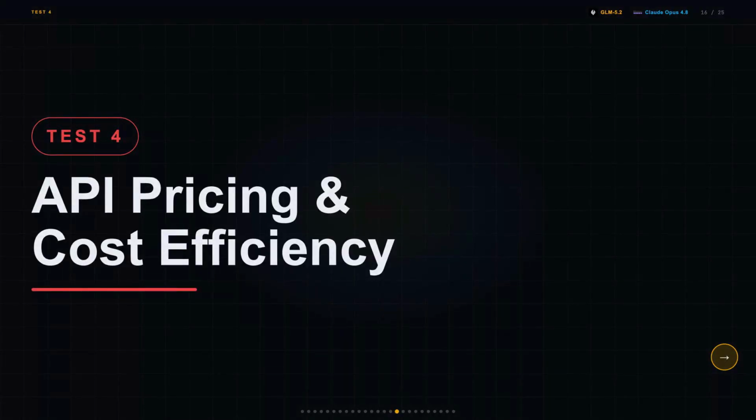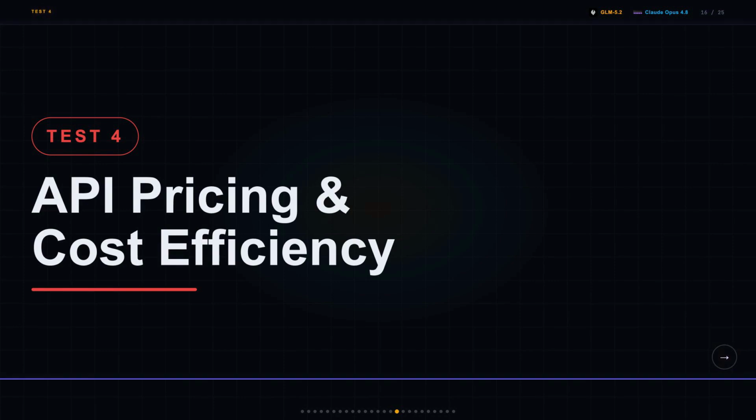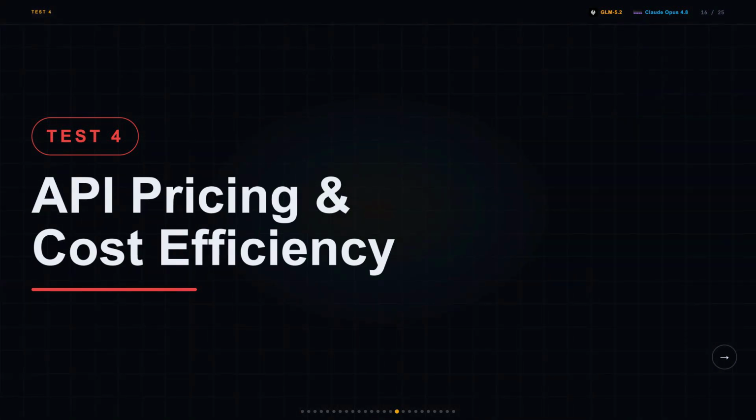Test 4. API pricing and cost efficiency. You're running thousands of long document traces a day, and your API bill just doubled because you picked the wrong model, and that's not a hypothetical. That's the kind of thing that kills a product's unit economics before you even get to scale. Cost per trace is where this gets really real.